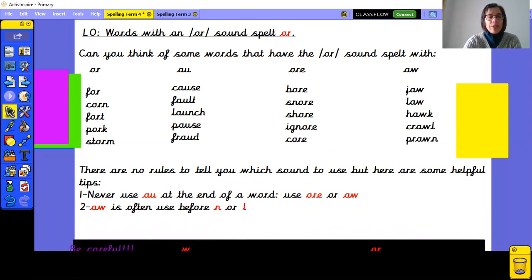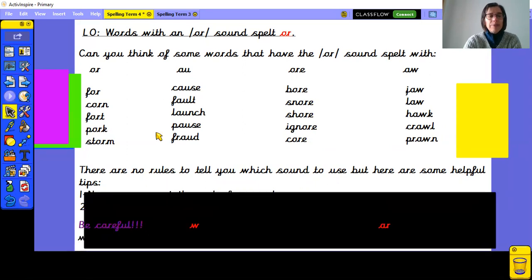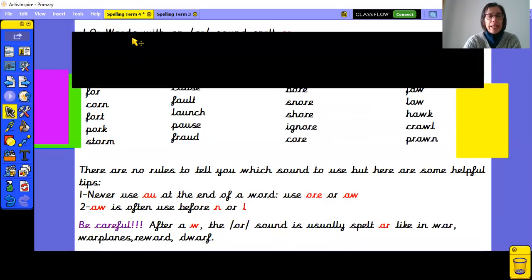Now, you just need to be careful. Just need to move this on top here. Because after a W, the O sound is usually spelled A-R, like in war, warplane, reward, draft. So be very careful with this O sound.